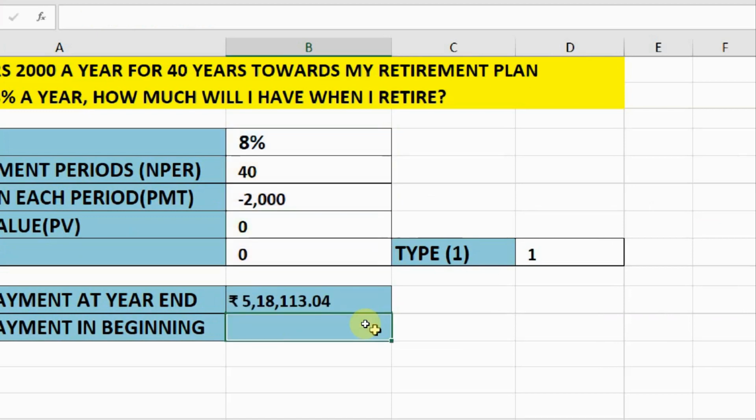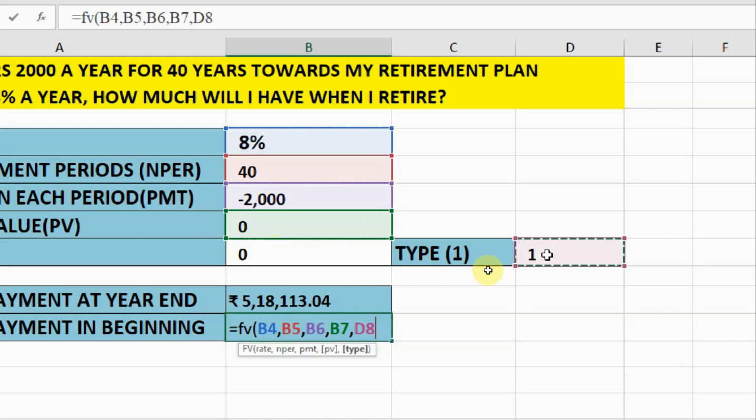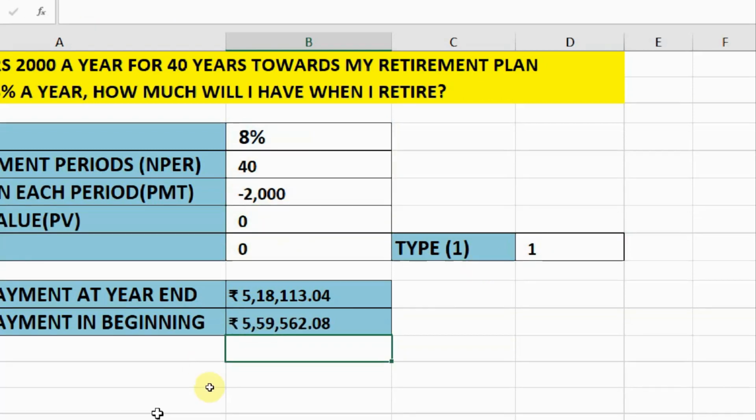And we'll press enter, and we'll get the answer for the payment at the year end. So that means we are not getting the interest for the starting of the whole period. And if the payment is at the beginning, we'll write down equal to future value FV function bracket open, and our rate, comma 40, comma 2000, comma 0, comma, and we'll write down 1. Beginning of the period is 1. We'll press enter. You see, this amount is a little more than the end period amount. So that is why it is advisable to make the investment at the beginning of the period and not at the end of the period.